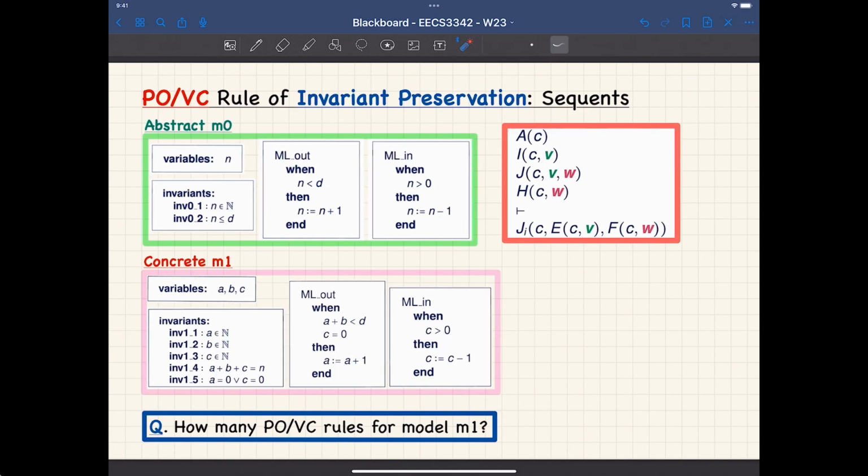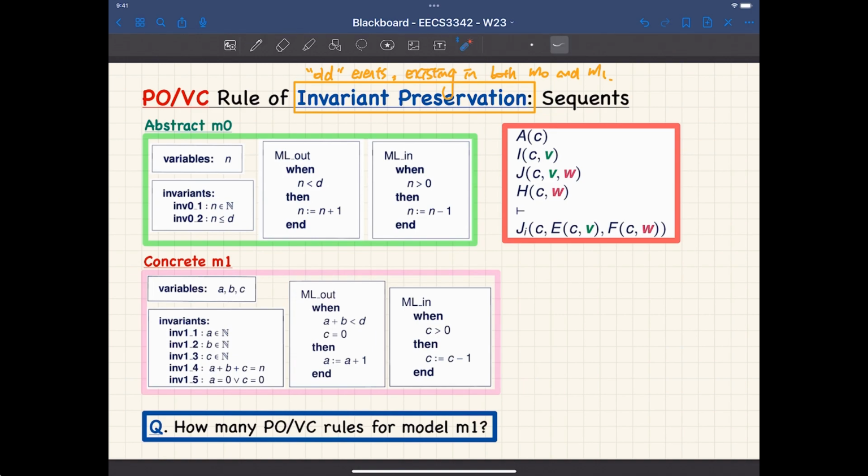Okay, we talk about invariant preservation. And one thing you also want to remind yourself, when we talk about invariant preservation over here, we talk about the old events, which exist in both M0 and M1. And we're going to switch the context a little bit after the break. We're going to talk about two events that only exist in M1, but not M0. But for now, we're still talking about two events you are very familiar with.